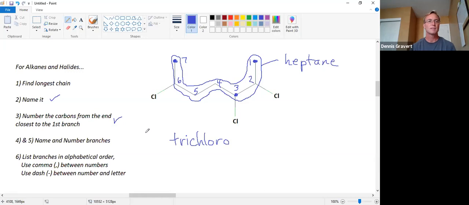They're located, and then put them in number order. The 3 chlorines are on 2, 3, and 6. And the parent is heptane. Step 6 is get your punctuation right. Numbers are separated by commas, letter from number by a dash. There we go, 2,3,6-trichloroheptane. Name of that funky molecule.